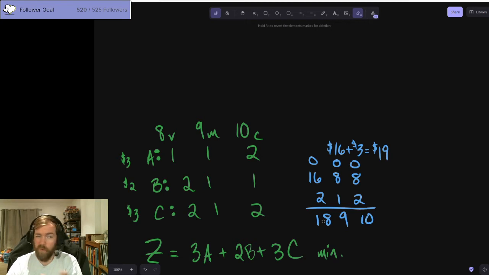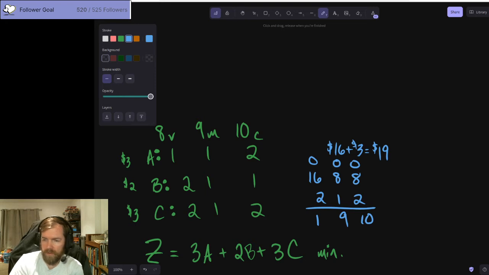So we've gone way above on vitamin, and then mineral and caloric content are exactly on the money for what we wanted. And we appear to have minimized the cost at $19. So we could try to find some other solutions, potentially, but I don't think we're going to find anything better. This should be it.